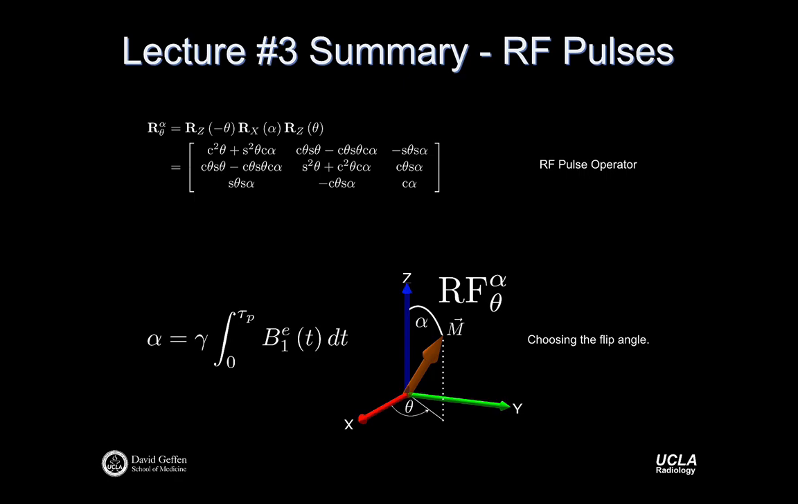So here I'm just saying it a little bit more explicitly. The flip angle is gamma times the integral of the B1 envelope function. And if that's not obvious, you could think to yourself, or we'll develop this concept in the notes that we work out on the board. Let's handle it that way.